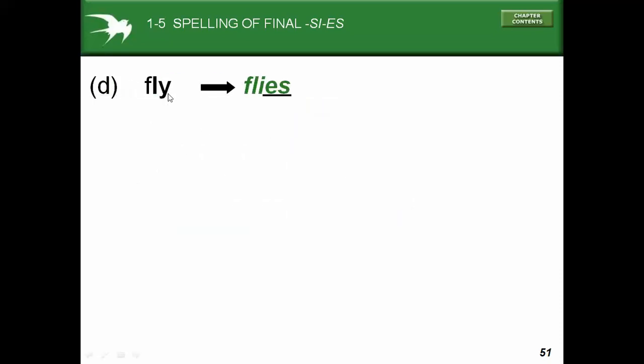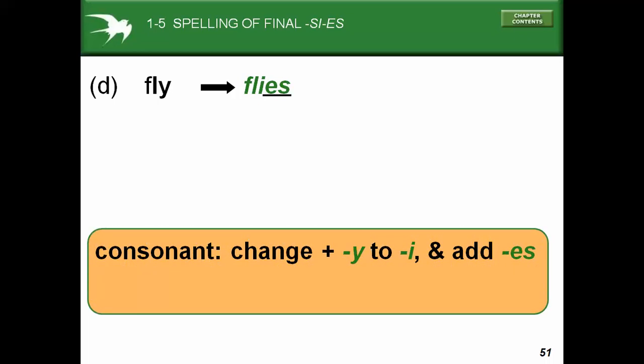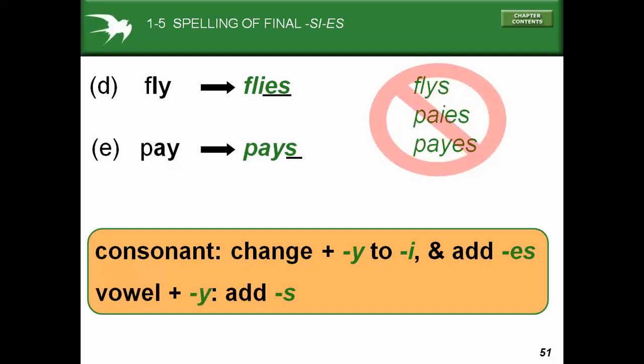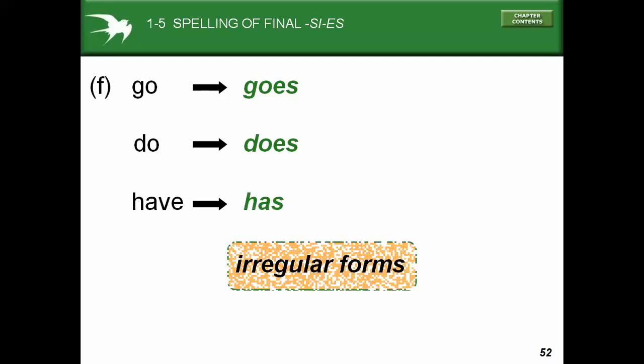Flies. Why? If the verb ends in y after a consonant, we change the y into i and add es. Bays. Why do we not add es here? Because here the y is after a vowel, and there the y is after a consonant. Look at this difference. Go, goes. Do, does. Have, has. These are irregular forms. Okay.